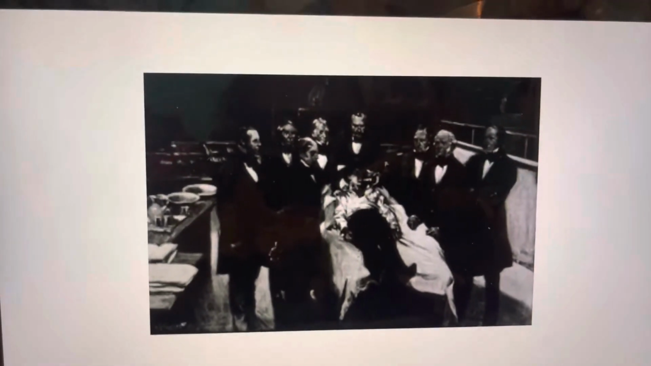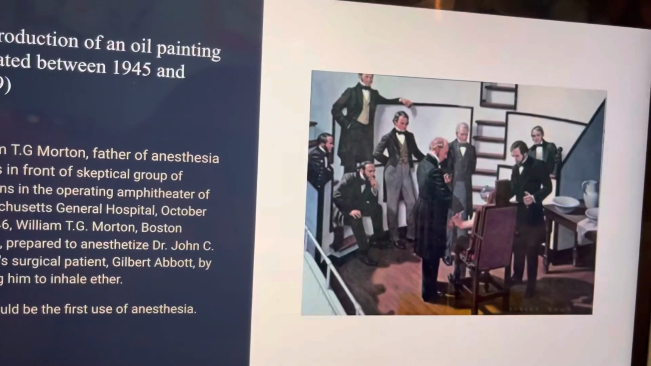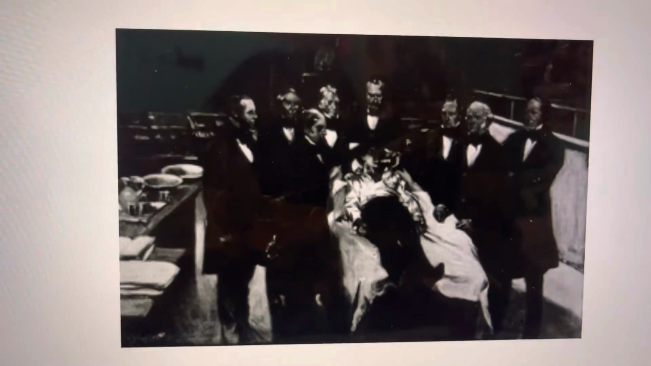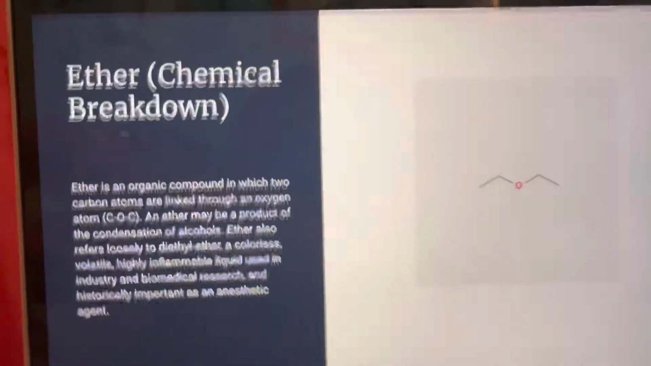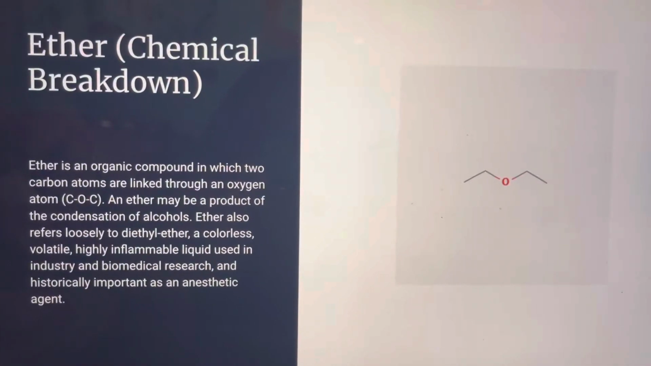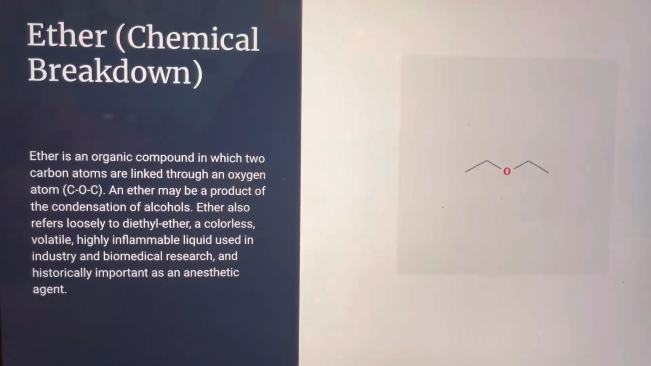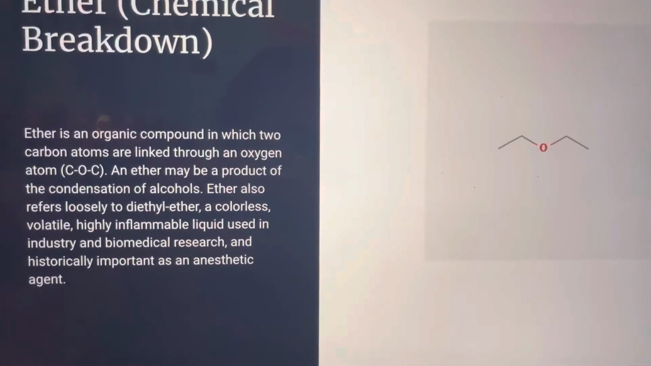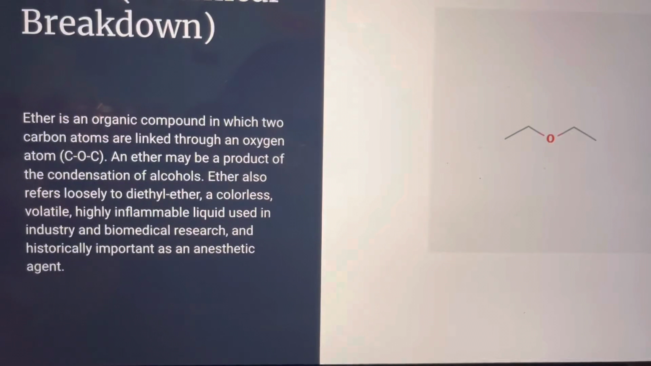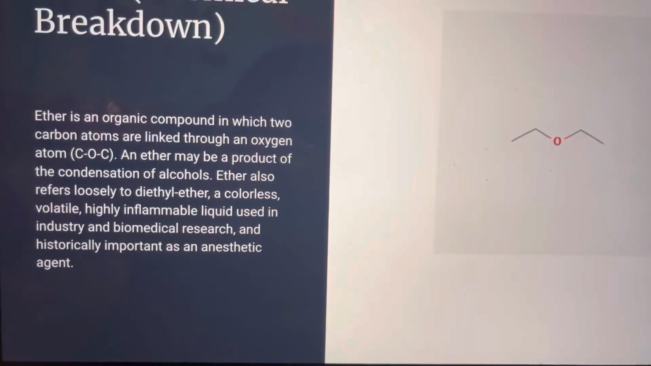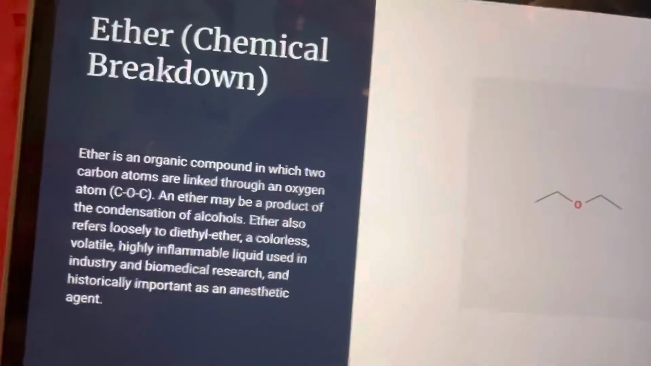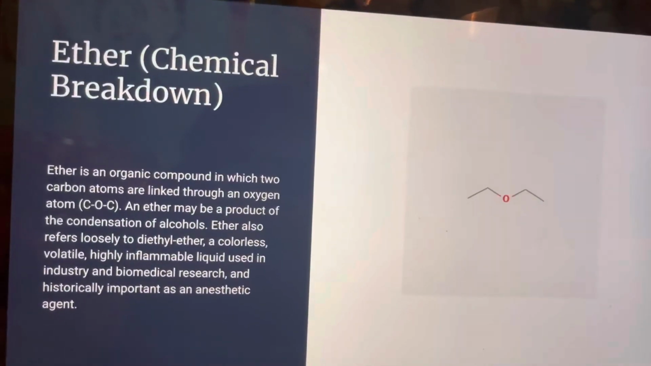So another photo I found is similar to the one right before, as you can see. Still multiple men surrounding the patient. That is the patient inhaling the ether, if I'm saying that correctly. And I just wanted to break down what the chemical actually was. Ether is a chemical. It is an organic compound in which two carbon atoms are linked through an oxygen atom. This is literally what the chemical would be drawn as. An ether may be a product of condensation of alcohols. Ether also refers to diethyl ether, a colorless, highly flammable liquid used in biomedical research and historically important as an anesthetic agent. So yeah, definitely a big thing in how anesthetic was used.